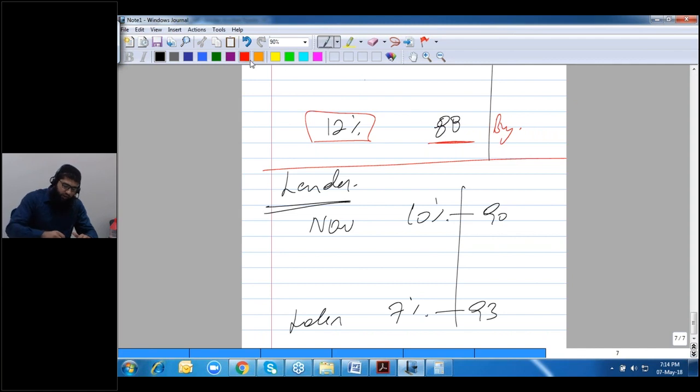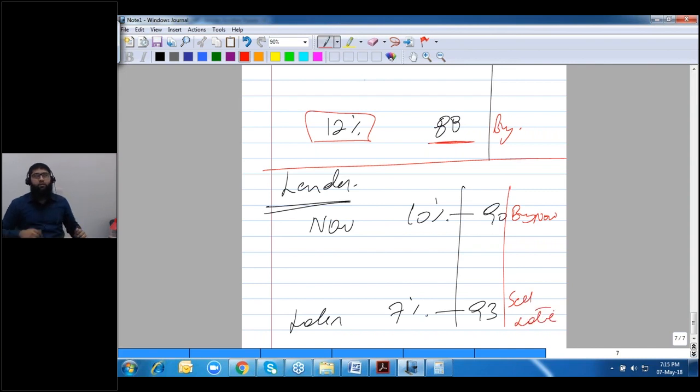So what is he going to do? He knows that it is cheaper to buy now and expensive to sell later. So he is going to buy now and he is going to sell later. So you get it. Are you people okay with this strategy? Okay, now next.